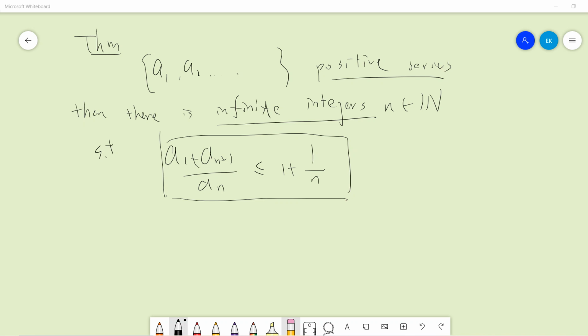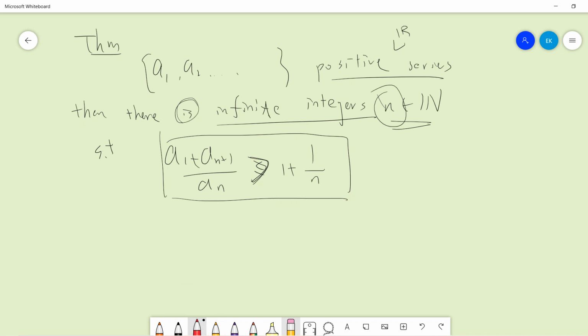Okay, so you have a positive a1, a2, which are positive series. Basically, it's positive real numbers. So each number is a real, and all are positive. The theorem says that you can find infinitely many integers n such that (a1 + a_{n+1}) / a_n is less than or equal to 1 plus 1 over n. Oh, sorry, it should be greater than 1 plus 1 over n.